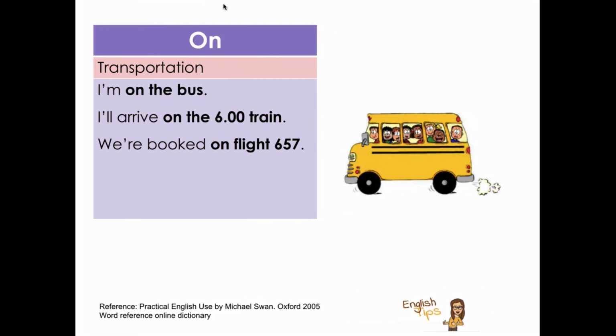Also, when we talk about transportation, we use on. For example, I'm on the bus. I'll arrive on the 6 o'clock train. We're booked on flight 657.